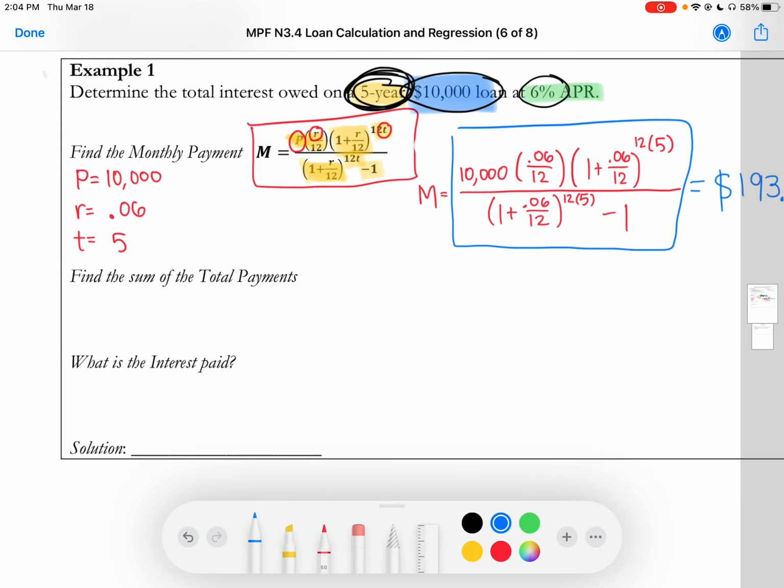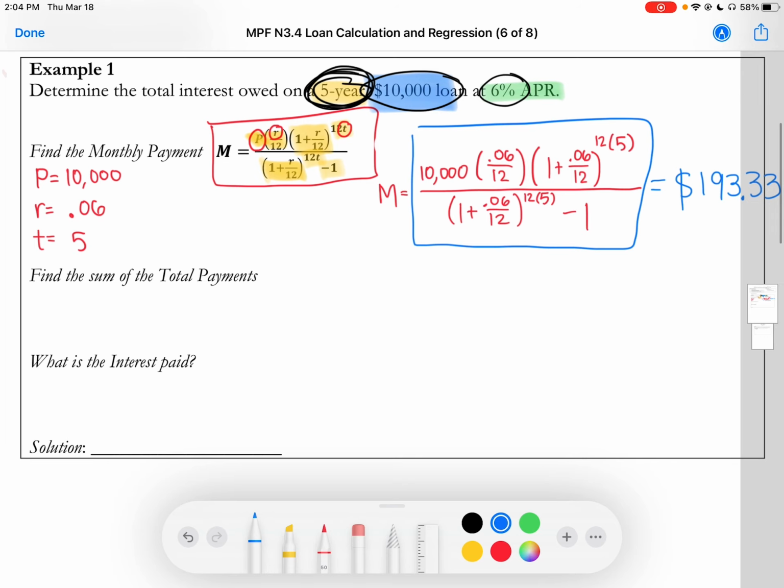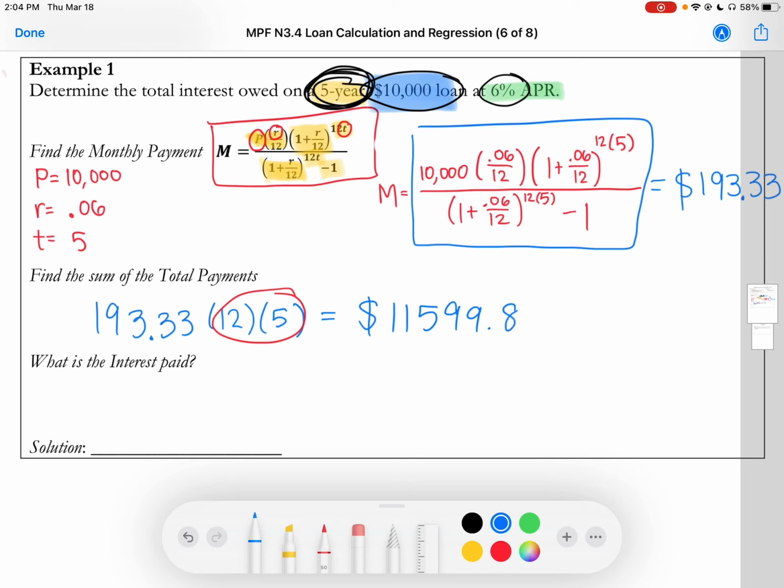Find the sum of the total payments. Well, we're paying $193.33 every month for 5 years. So 12 times a year for 5 years, 12 times 5. You might already know that this is 60. There are 60 months in 5 years, or you can just put the 12 times 5 there. Put that in your calculator and you should get 11599.80. Again, I'm going through this a little quick because we've done it already. That's the total payments that you make over 5 years.